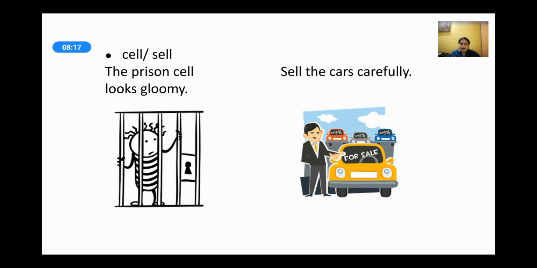Cell, CELL, SELL. Though both are different alphabets, yet the pronunciation is similar but the spelling differs, and as a result the meaning also differs. In the first instance, CELL refers to the prison cell wherein a culprit or a person who has committed any offense is put behind bars. The prison cell looks gloomy. Obviously, when you're there behind the bars and you're alone, it will look gloomy as in miserable. So the cell in the first instance refers to the prison cell. In the second instance, SELL, it is the action of trying to sell something, sold, sale, etc. Sell the cars carefully, wherein you're trying to sell something.